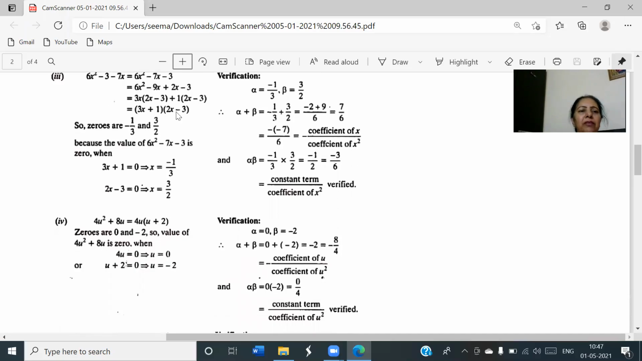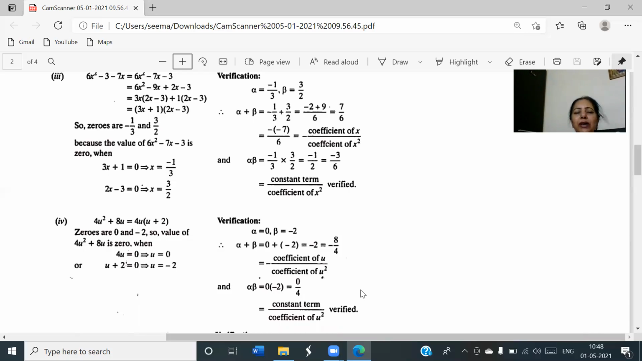In the third question, make factors, get zeros. Let us take them alpha and beta. Let us verify these relations. Similarly, in the fourth question, you can see here we are getting factors as 4u is common. Therefore, directly we are getting factors, and by taking the first factor as 0, we are getting u is 0, and the other factor is 0, we are getting value of u, which is minus 2. 0 and minus 2 are zeros. Let's take them as alpha and beta and verify the same relations, sum of zeros and product of zeros.